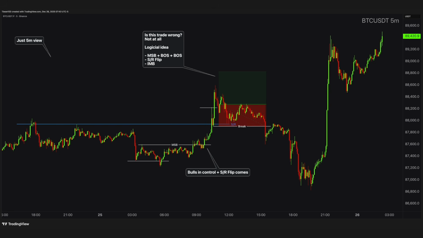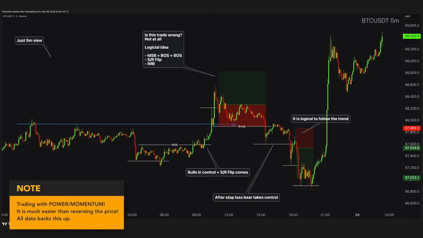Later on, you can see that the overall structure started to shift downwards and the bears slowly took control again. Price kept making new lower lows and continued pushing the market lower with strong momentum. If you took a logical short position here, that would not be wrong either. The reason is simple, because price was clearly crashing and following a strong bearish momentum. This is exactly how you follow the momentum in the market.